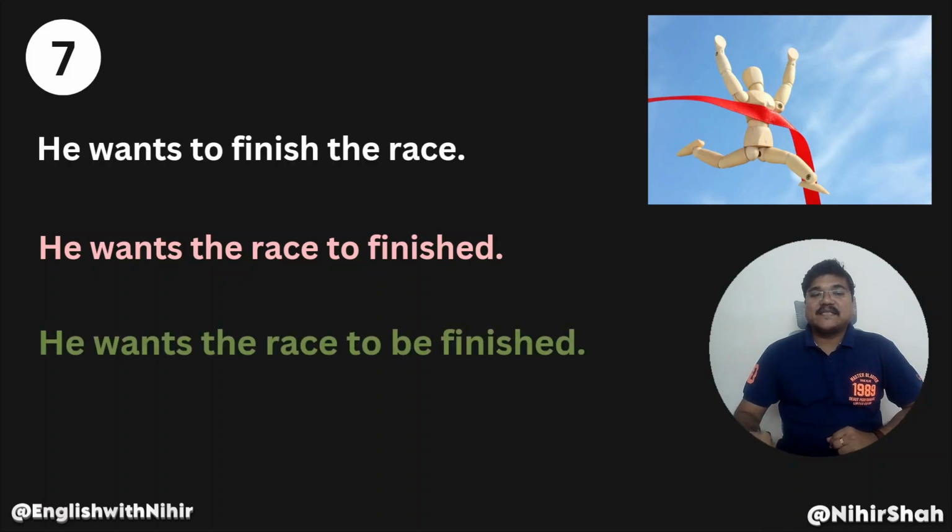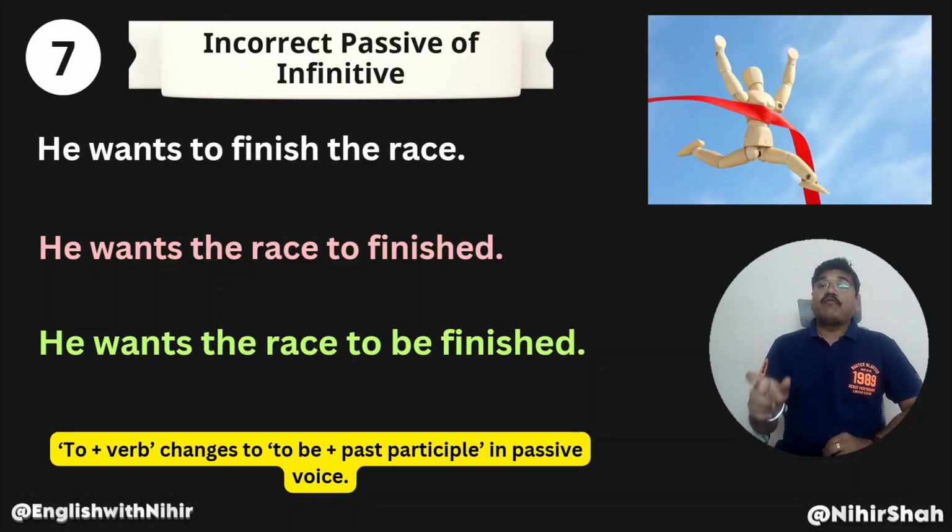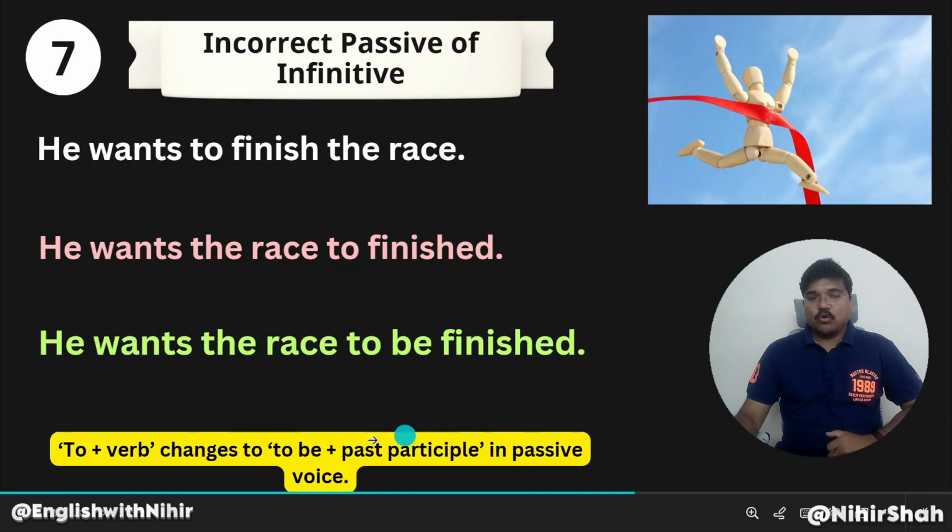I hope you would have guessed. The correct answer is he wants the race to be finished. Here, "be" is missing. To plus verb changes to be plus past participle in passive voice. So remember this. Incorrect passive of infinitive should be avoided. How to avoid it? This is the rule: to be plus past participle.